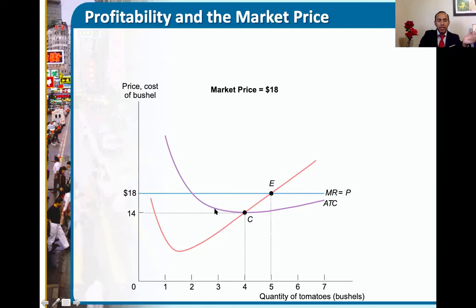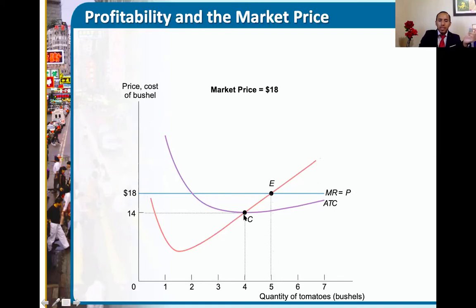This one may intersect here. So it's going to be right here. You can produce at point E, where marginal revenue is equal to marginal cost. Point E is not point C, point E. At point E, you produce 5 units. The optimal quantity is 5 units.